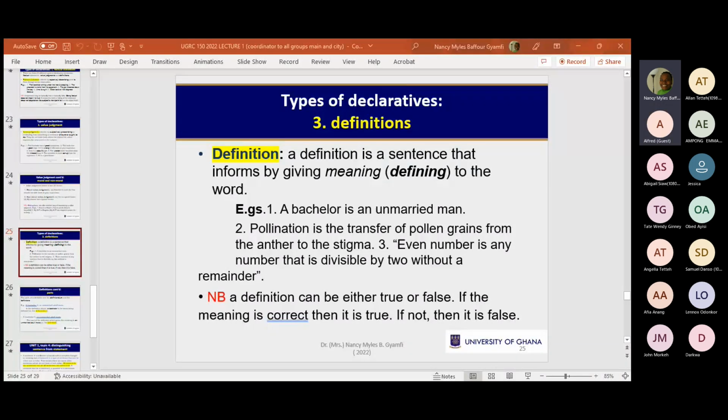Then the third one, which says a bachelor has a good conscience, would be what? Value judgment. Very good. Because of the value term good, you're able to see that that is a value judgment.